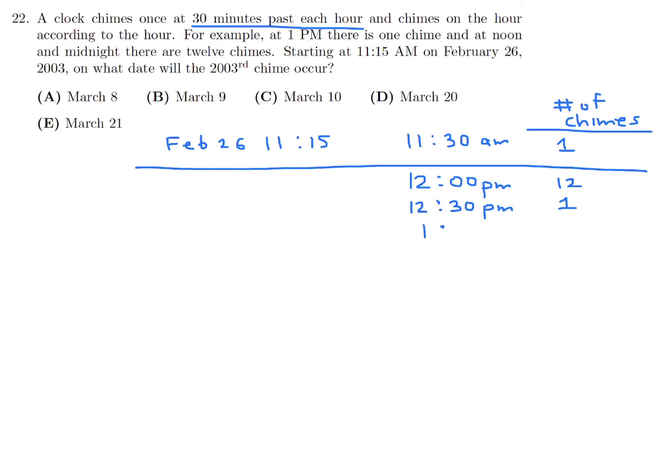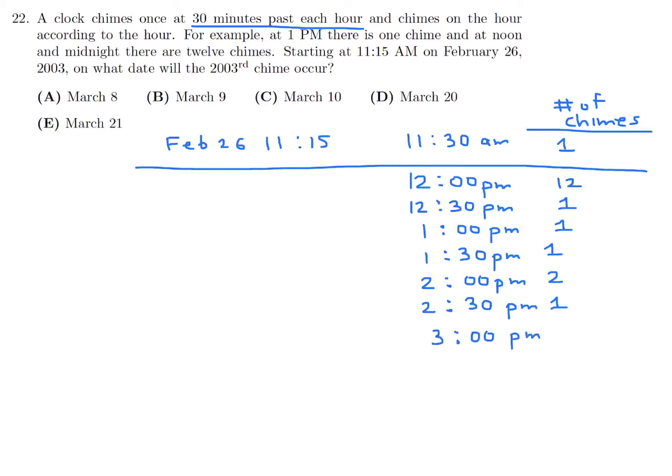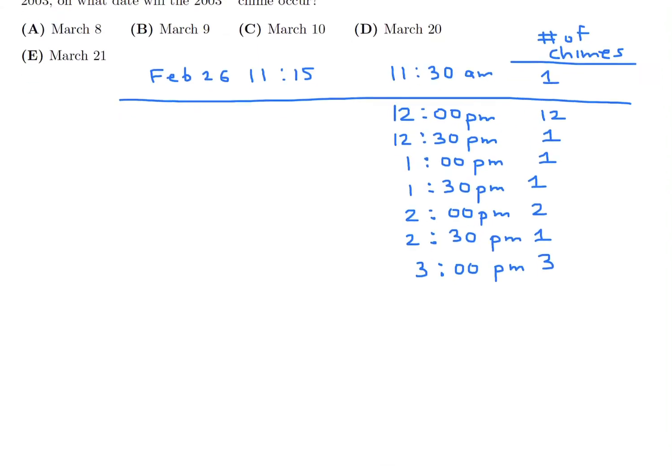And then you get into 1 p.m. like that. 1 chime for 1 p.m. 1:30 p.m. you'll have 1 chime. 2 p.m. you'll have 2 chimes, right? 2:30 p.m. you'll have 1 chime, and then 3 p.m. you'll have 3 chimes because it's 3 o'clock, 3 chimes for 3 o'clock, and so on. So I will complete this table.